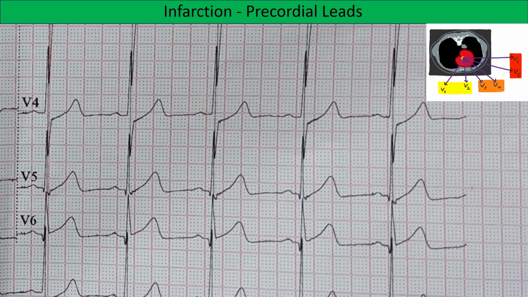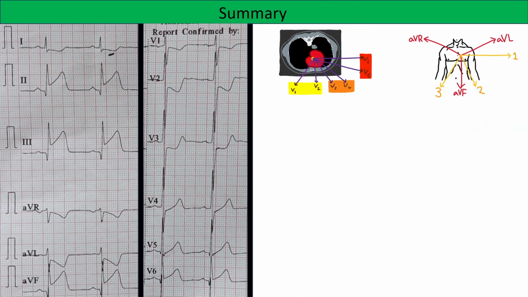Now let's move on to V4, V5, V6. So again, V4, J point is there. We measure from there to there, probably about 1 millimeter of ST depression. V5, from there to there, no real change. V6, there to there, maybe 1 millimeter of ST elevation. This is probably not significant. So now let's put this all together.